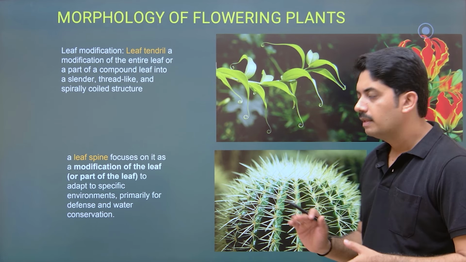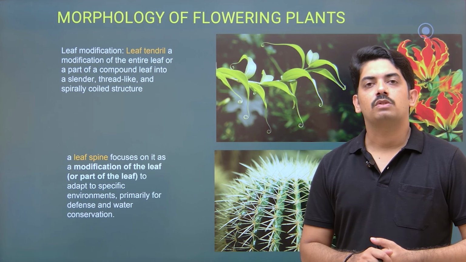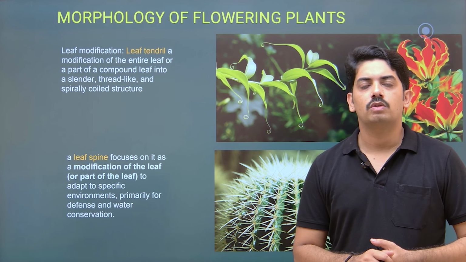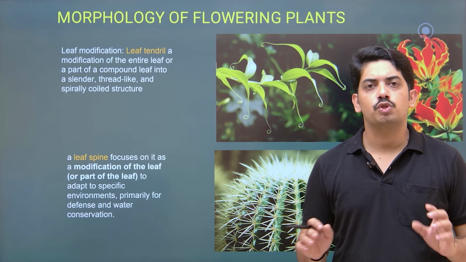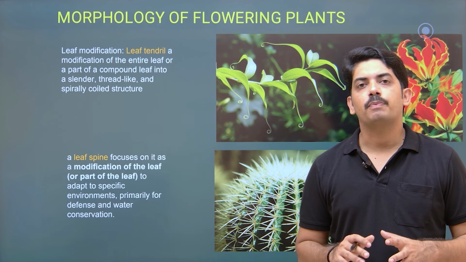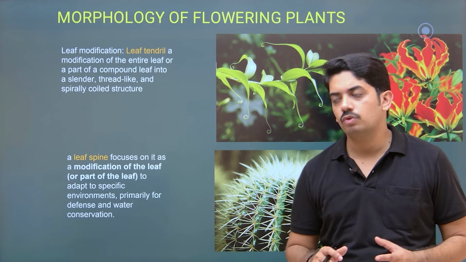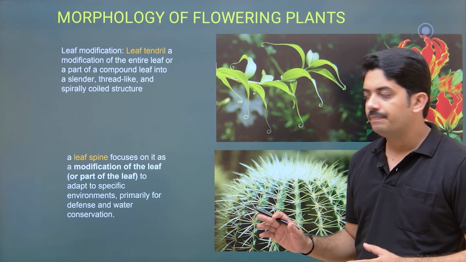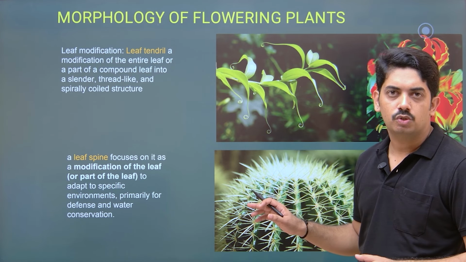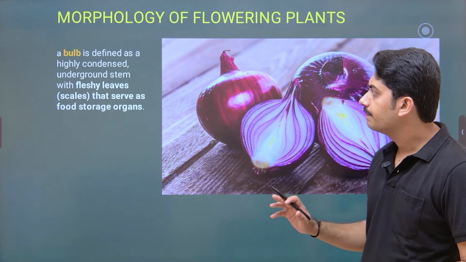In cactus plants, because they are growing in a desert where the soil contains very little water, the surface area of the leaf is very much reduced to spines, which act as a protective structure. Herbivores are not able to feed on this phylloclade, which is the modified stem, when the spines are present. So leaves are modified into protective structures in cactus.